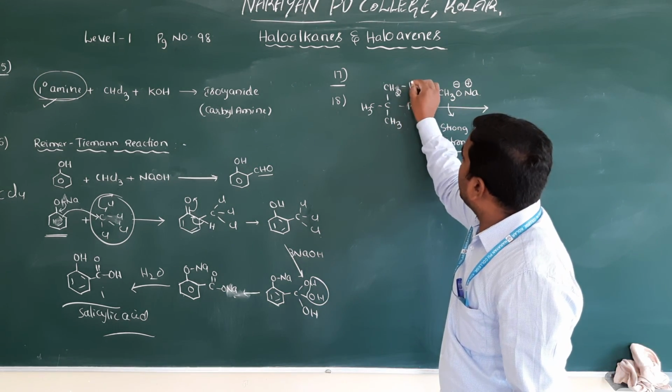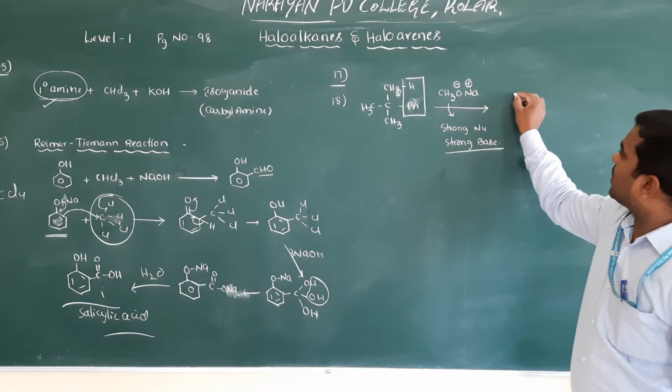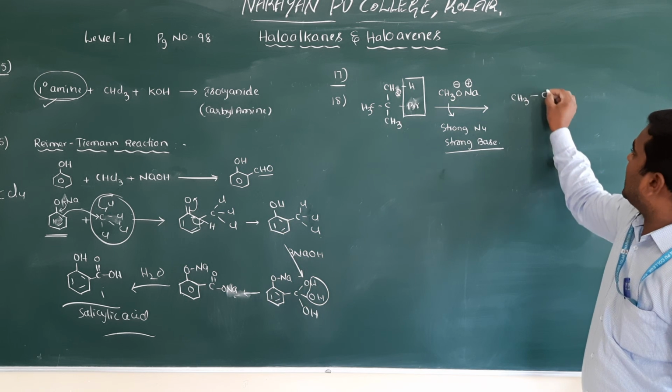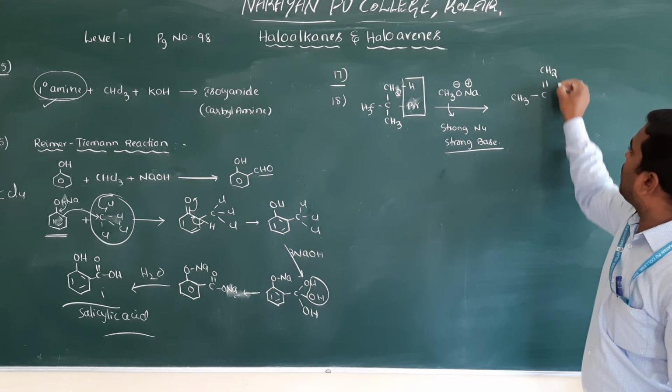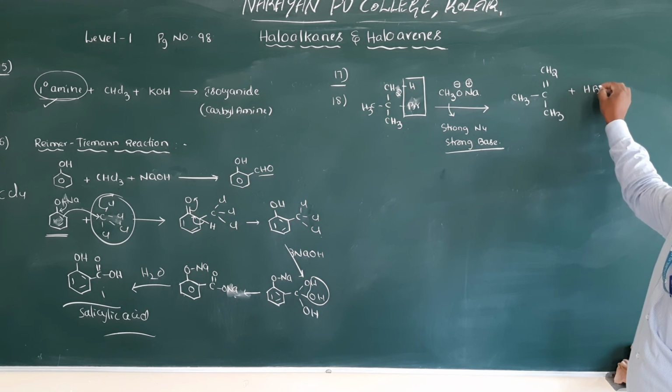So here HBr will be removed. Clear? Then what compound will you get? CH3 and CH2 double bond, and here CH3, plus what you will get over here? HBr.